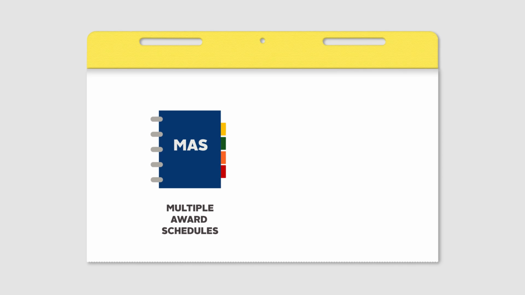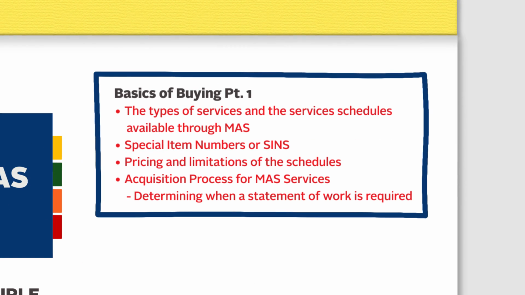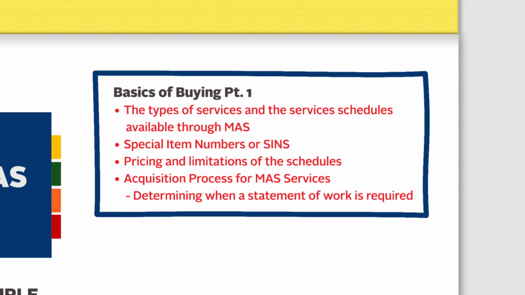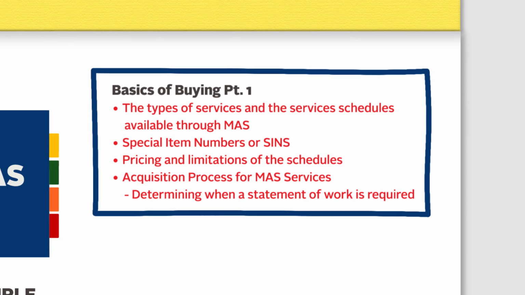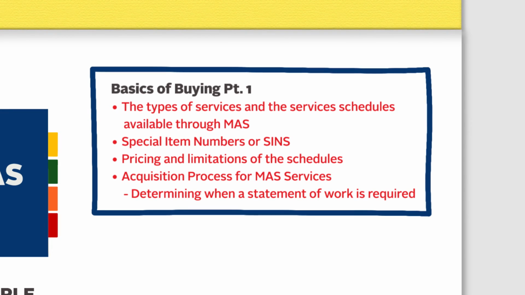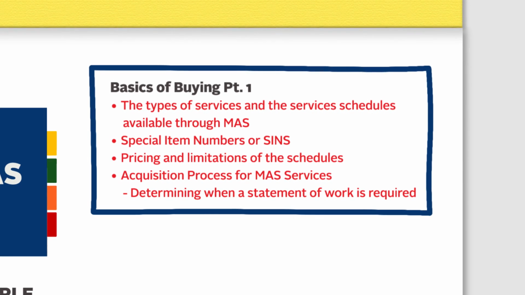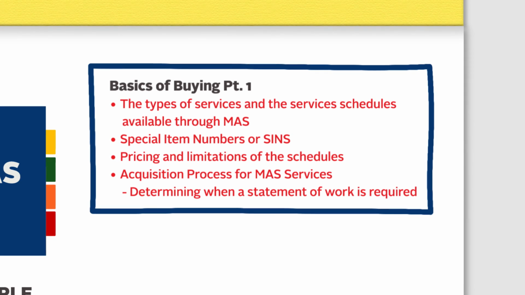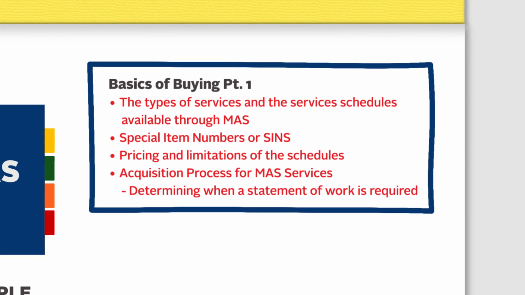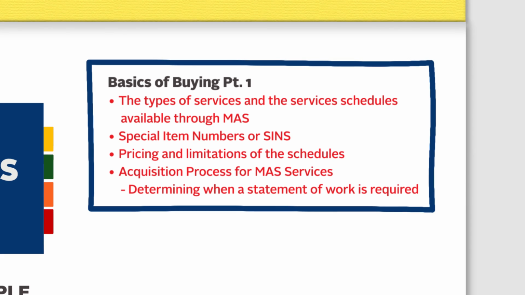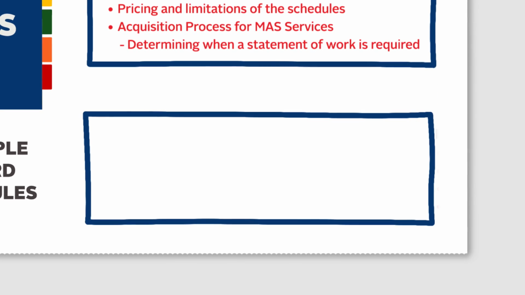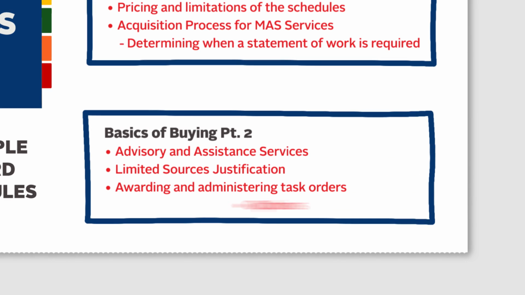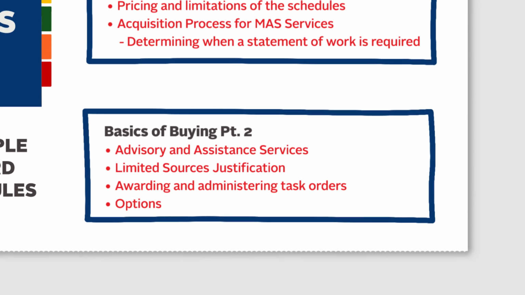In Basics of Buying Part 1, we discussed the types of services and the services schedules available through MAS, special item numbers or SINs, pricing and limitations of the schedules, and the acquisition process for MAS services through determining when a statement of work is required. If you wish to review any of these topics, please view the video Buying Services Through GSA Schedules Basics of Buying Part 1. In this third video of the series, we'll continue with the basics of acquiring services.